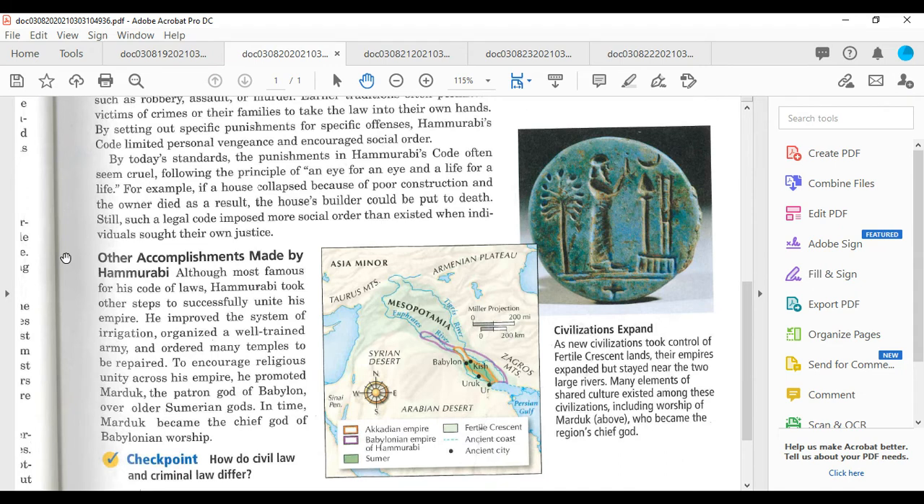Other accomplishments made by Hammurabi. Although most famous for his code of laws, Hammurabi took other steps to successfully unite his empire. He improved the system of irrigation, organized a well trained army, and ordered many temples to be repaired. To encourage religious unity across his empire, he promoted Marduk, the patron god of Babylon, over older Sumerian gods. In time, Marduk became the chief god of Babylonian worship. There he is, Marduk.